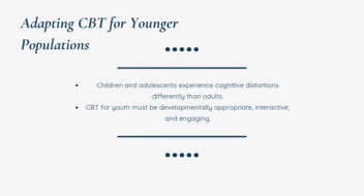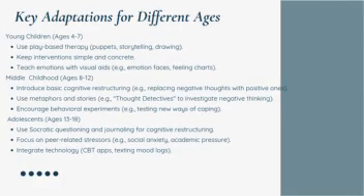So, as we adapt for younger populations, CBT for children and adolescents follows the same core principles as adult CBT, but is just adjusted to match developmental levels. For example, with young children ages 4 to 7, you use more play-based therapy such as puppets, storytelling, and drawing, and you want to keep interventions simple and concrete. You teach emotions with visual aids such as emotion faces and feeling charts.